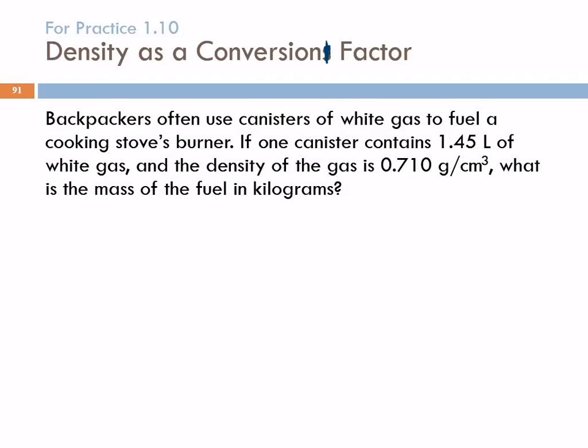Let's pull the numbers out. Let's figure out what we are starting with and what we are trying to find. There are 2 numbers in the problem. Let's write them down. 1.45 liters, 0.710. This is written with a slash because it's easier to type. But when you write it down, write it as a vertical fraction, grams over cubic centimeters. That way, you're pointing out to yourself, this is a fraction unit.